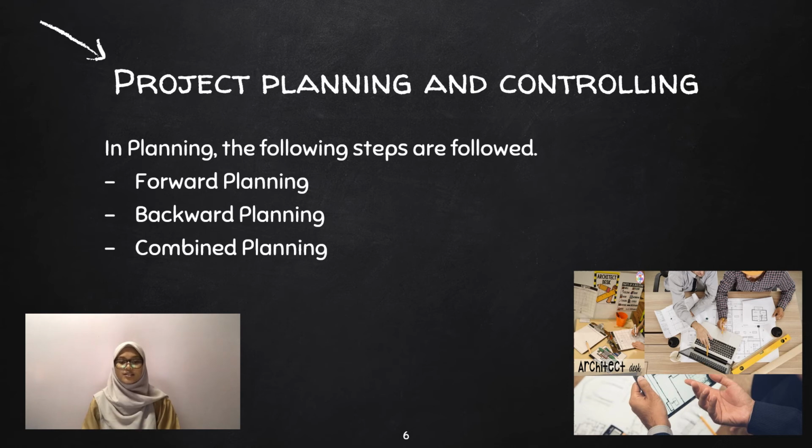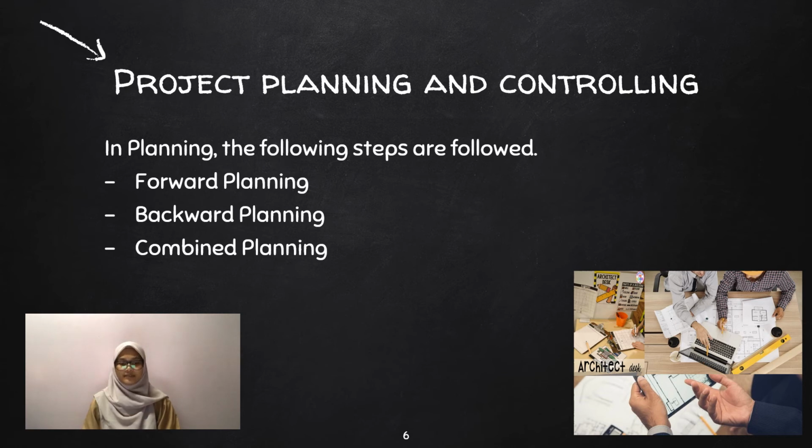Forward planning. The planner starts from the initial event and builds up the events and activities logically and sequentially until the end event is reached. What event comes next? What are the dependent events? What events can take place concurrently?